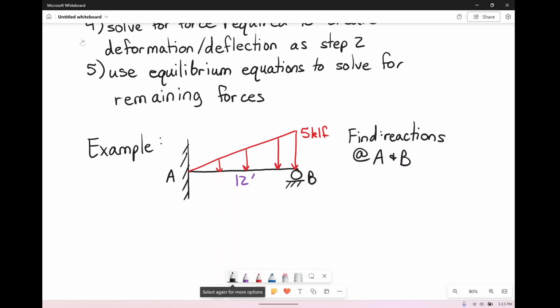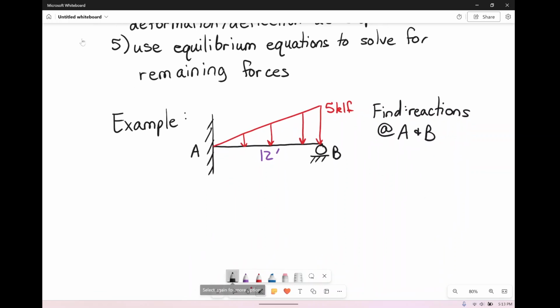So yes, statically indeterminate, there's going to be 3 unknowns at A and 1 at B. So a grand total of 4 unknowns and only 3 equations of equilibrium. Sum of the moments, sum of the forces in the X, sum of the forces in the Y. So not solvable. So what we're going to do, step by step here. Step number 1, we said was remove the support. So I'm going to remove the roller.